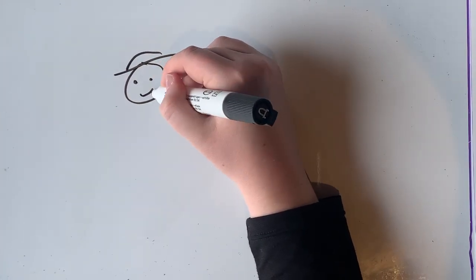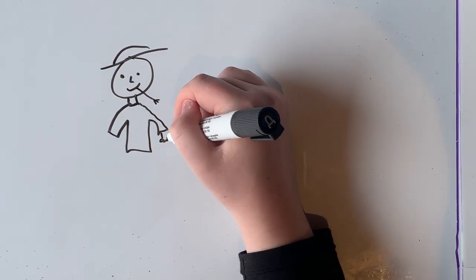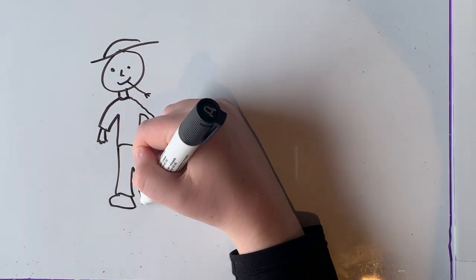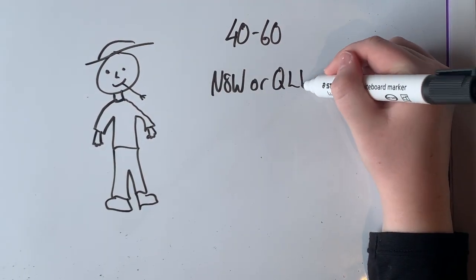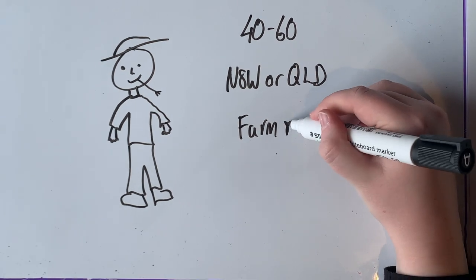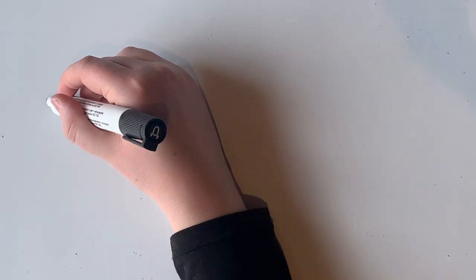Men aged 40 to 60 are the key demographic affected by Q fever, largely due to their representation in the farming and agricultural industries, with Q fever being more of an occupational disease than anything else. Couple that with an address in New South Wales or Queensland, and you've got one of the highest risk factors of being exposed to Q fever.